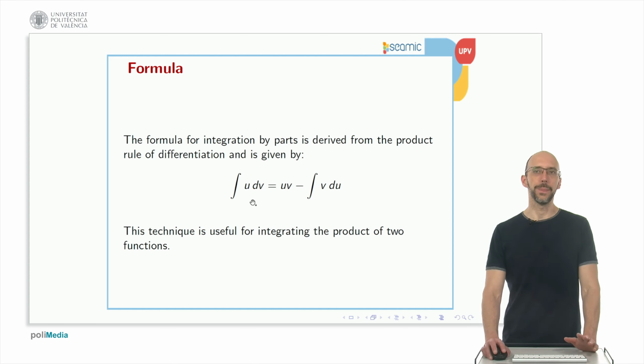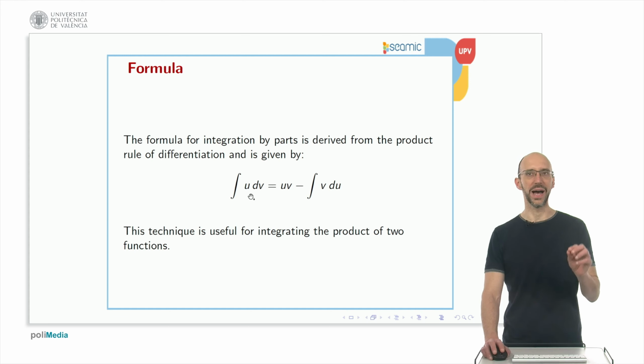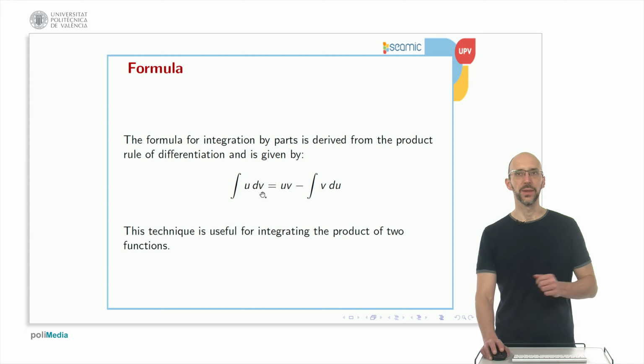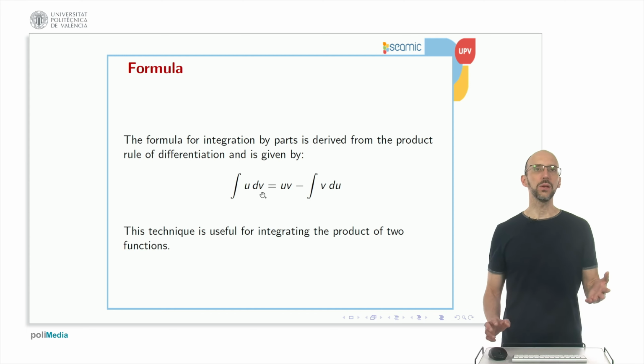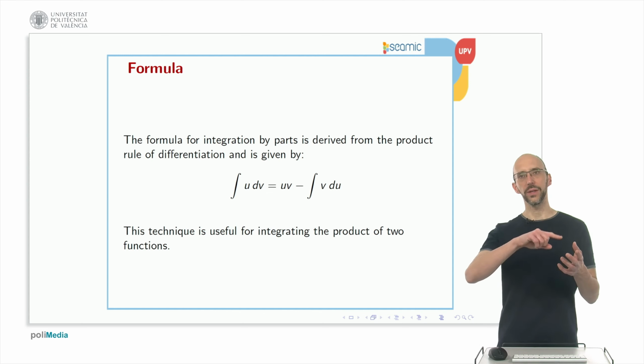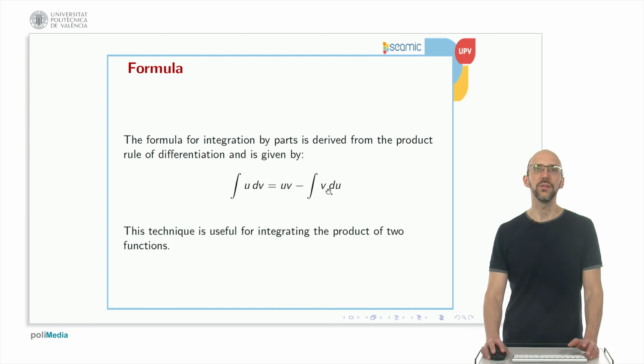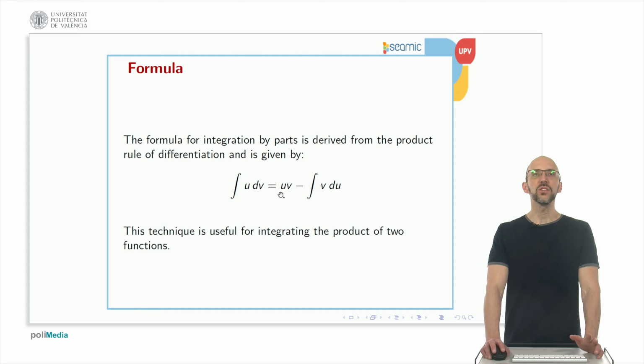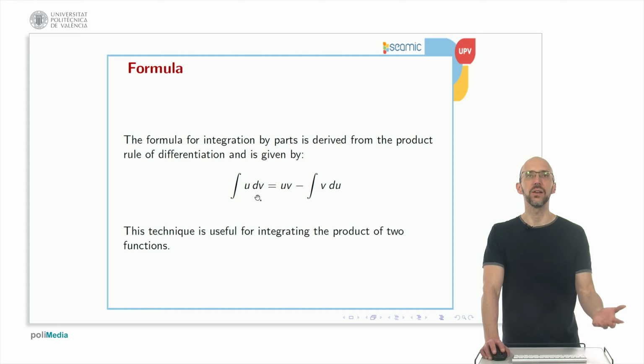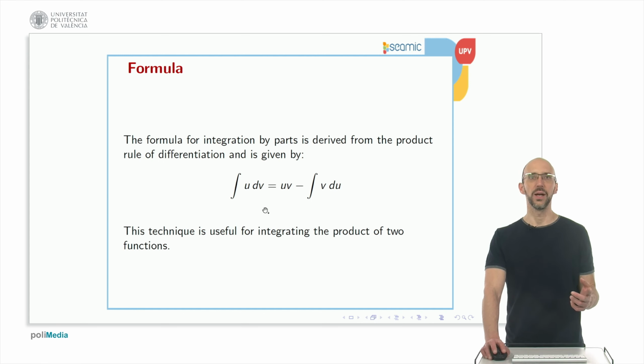So the idea is the following. You will have a product of two functions, and you are going to identify one of the functions with u, this letter, and the other function with dv. The function you decide to be u, we will calculate its derivative, becoming differential of u. And the function you decide to be differential of v is the function you will need to integrate. Be careful, and then it becomes v, here and here.